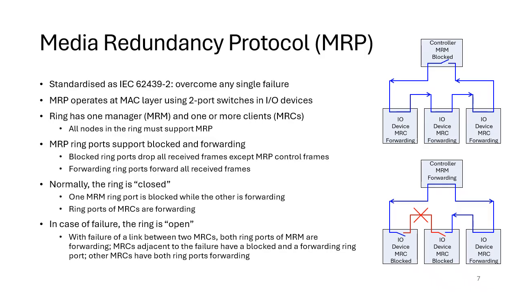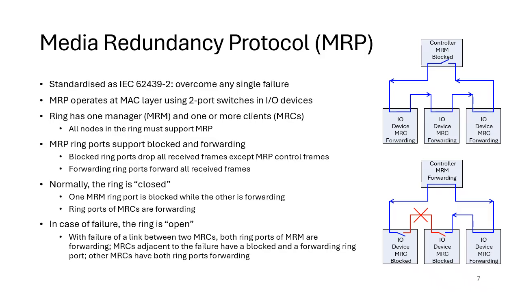If you look at the diagram over on the right here, you've got the controller MRM, and it's in the blocked state. Messages travel out of the port on the left, go around the network using the daisy chaining, come back into the port on the right, and then they are blocked. They are not retransmitted by the controller. This is what we call the ring being closed. So one media redundancy manager ring port is blocked and the other is forwarding. And then on the MRCs, all the ring ports are forwarding. So that's what we've got on that top right diagram.